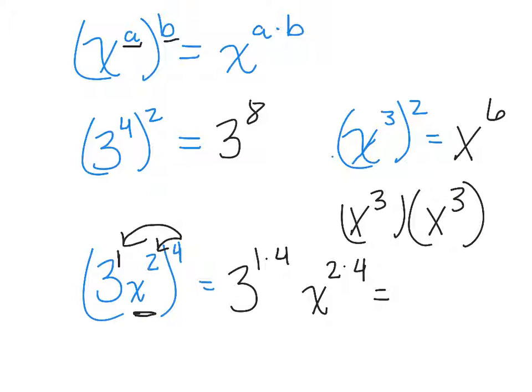And again, even though the 3 didn't have an exponent with it, it's just like it's raised to the power of 1. Just like if we just have 1x, we don't always write 1x, we just write x. So it's the same kind of situation. So my answer for this one is really going to be 3 to the 4th and then x to the 8th. 1 times 4 gives me my 4, and 2 times 4 gives me my 8.